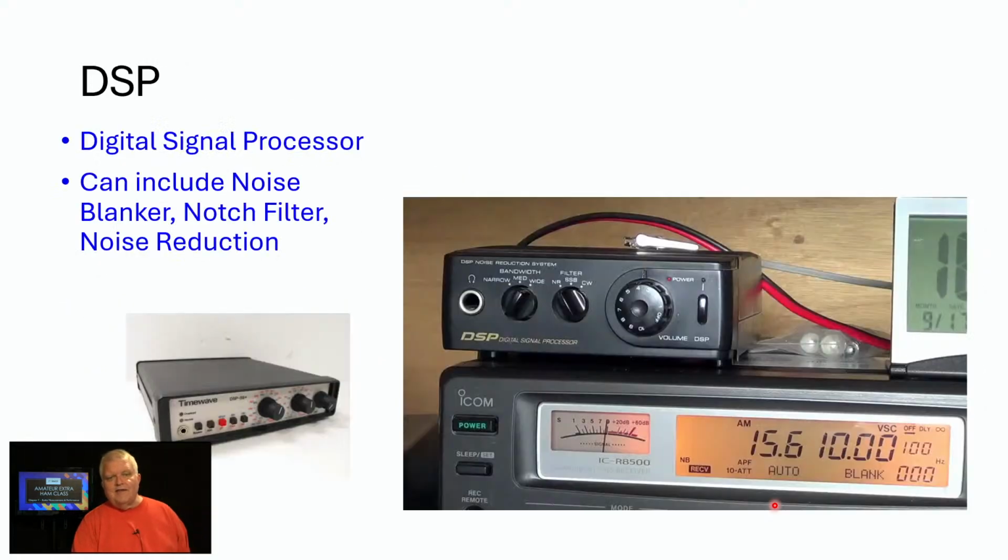Digital signal processing can help you with noise and interference. You can have noise blankers, notch filters, noise reduction. They can be built into the radio, or they can be outboard units. They can operate at the IF frequency, or they can operate at audio frequencies.